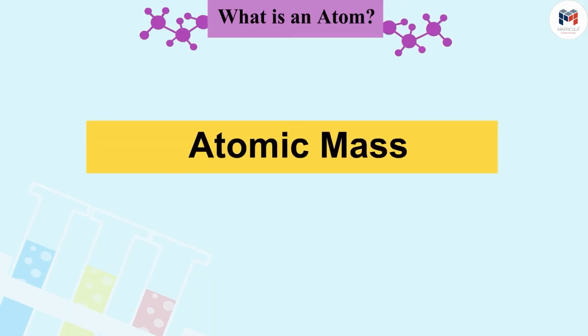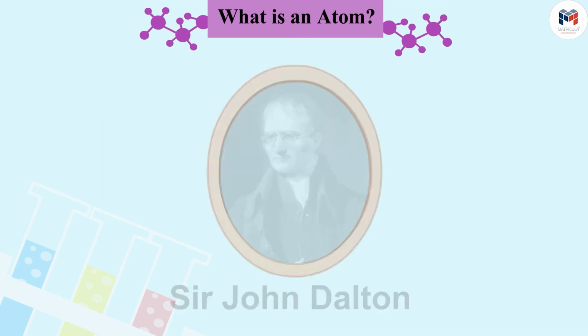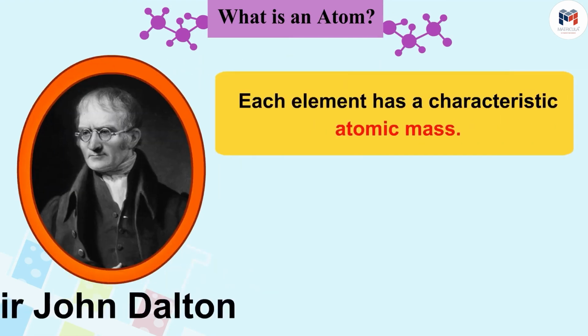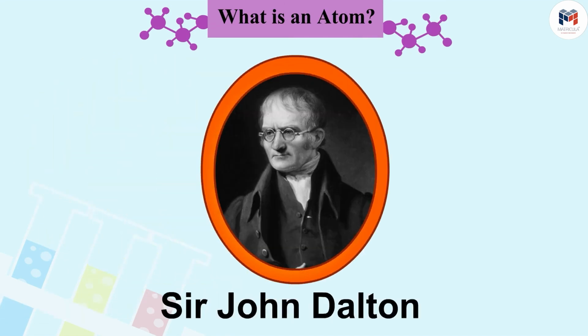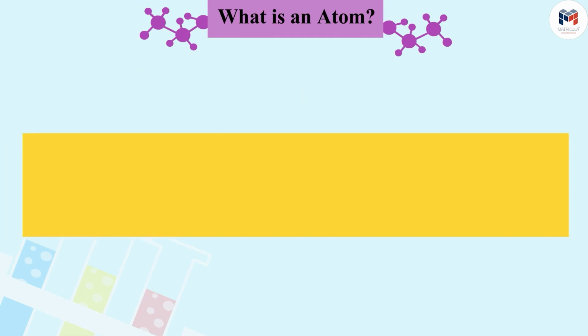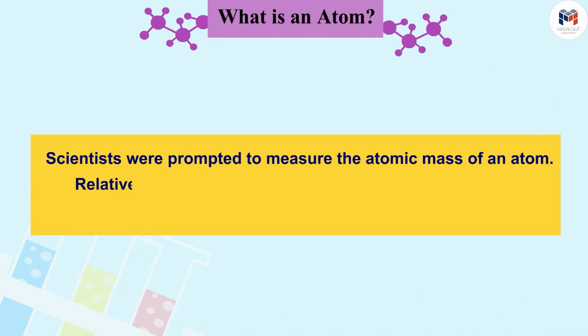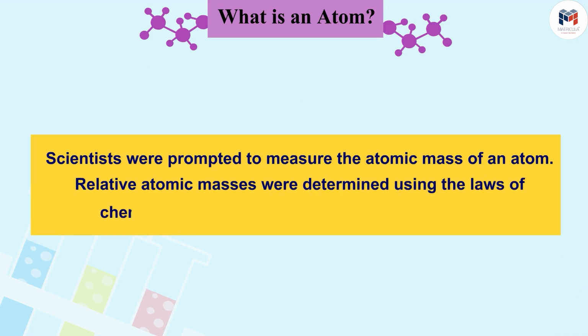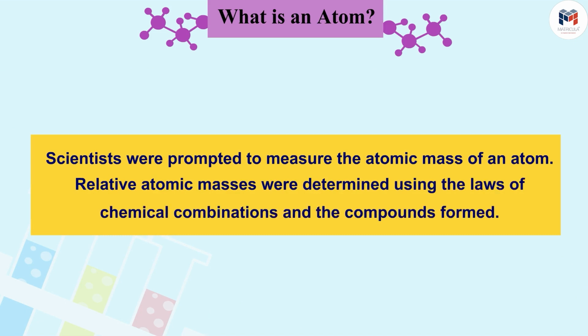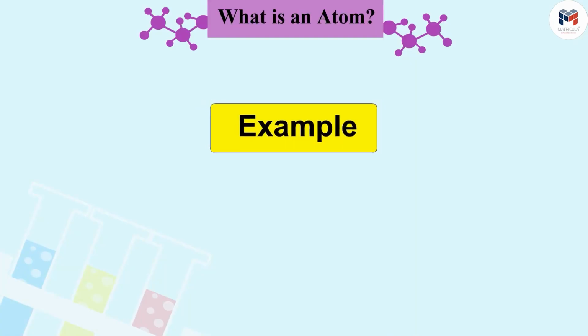Let us now discuss atomic mass. According to Dalton, each element has a characteristic atomic mass. Inspired by Dalton's theory, scientists were prompted to measure the atomic mass of an atom. Relative atomic masses were determined using the laws of chemical combinations and the compounds formed. Let us try to understand it by an example.